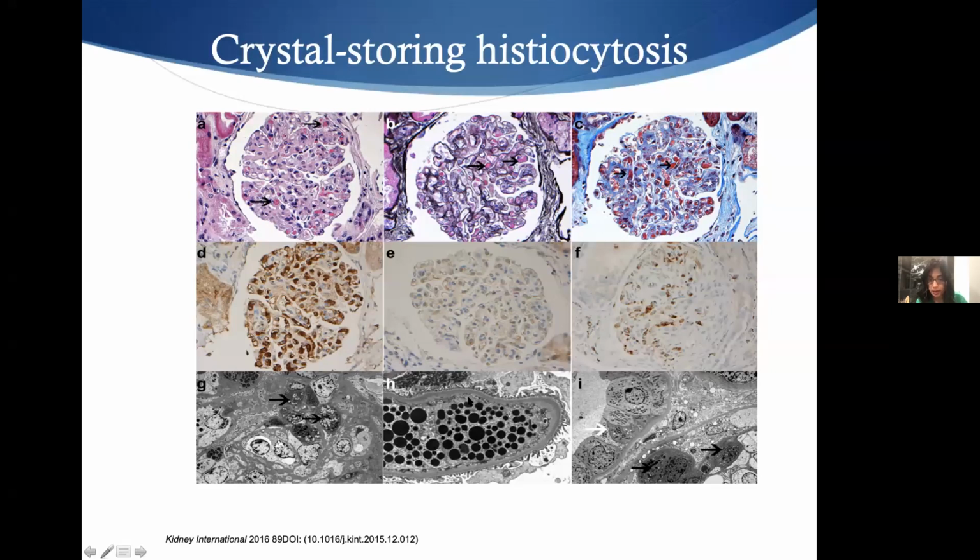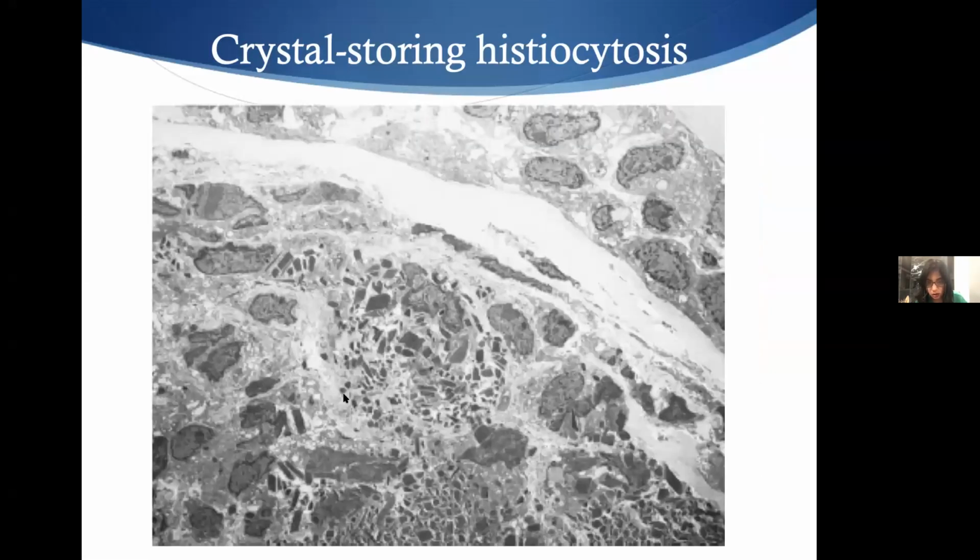And again, this is EM, and you can see the macrophage with its nucleus in the interstitium, and the cytoplasm is full of light chain crystals. This is a systemic disease. It's not only renal, and these crystal storing histiocytes deposit everywhere: lung, spleen, liver, kidneys, and so on. And these patients have really bad prognosis.